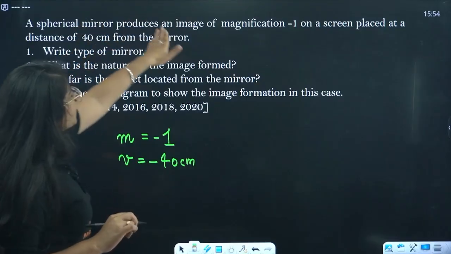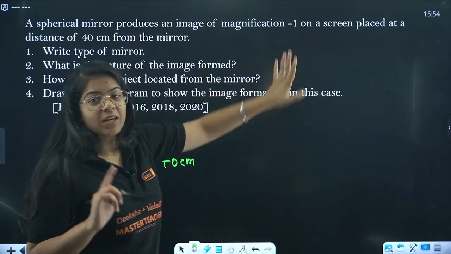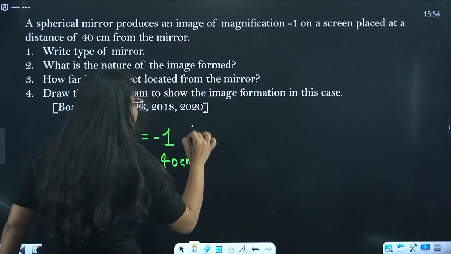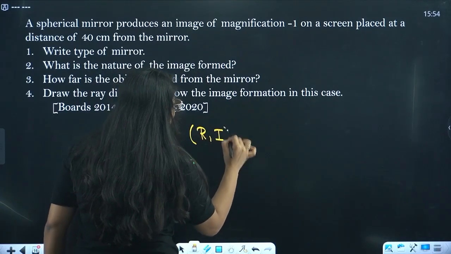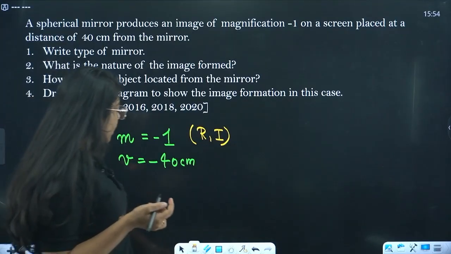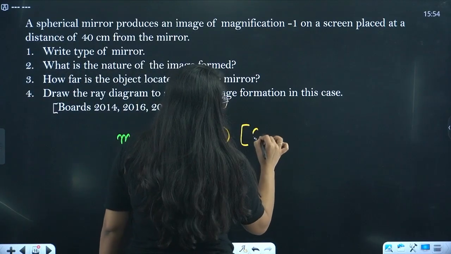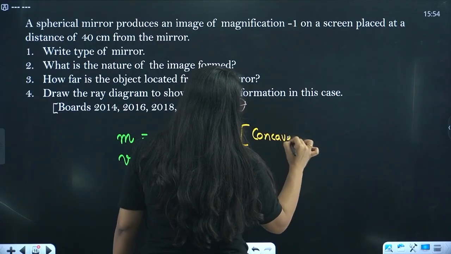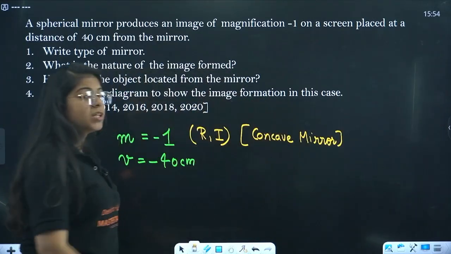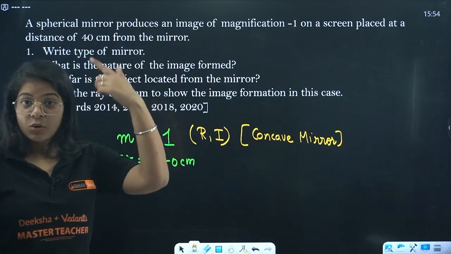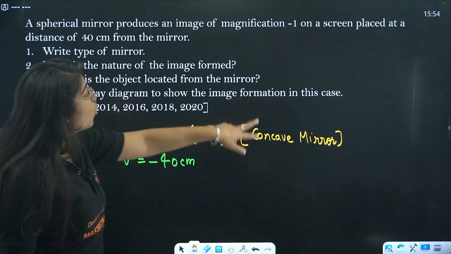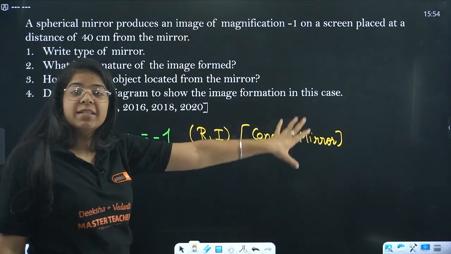Now, a spherical mirror produces an image of magnification -1. What do you understand from this? Ma'am, we understand that magnification is -1, so the image is real and inverted. Which mirror always forms a real and inverted image? That is your concave mirror. We know a convex mirror never produces a real and inverted image. You can see how to think, right? So even though it is not mentioned, we know it is a concave mirror.